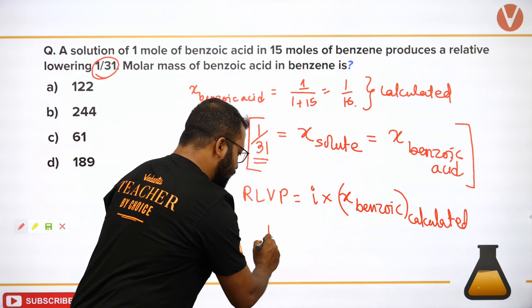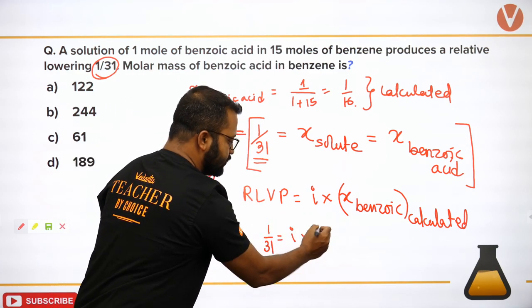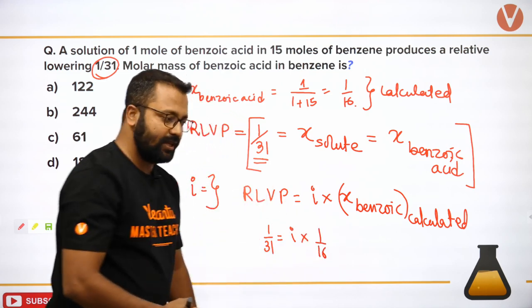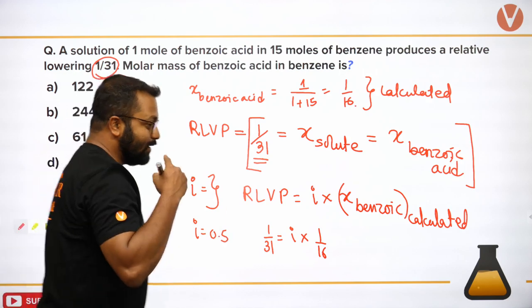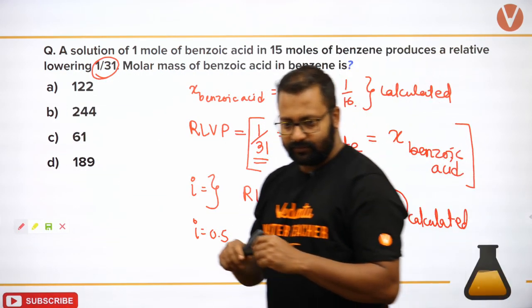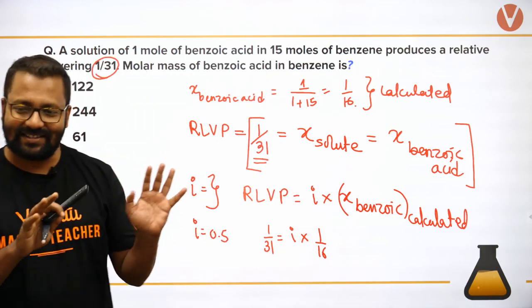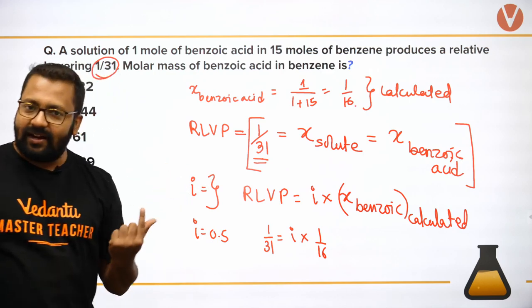RLVP will be 1/31, which is given, times how much you have calculated, 1/16. So I turns out to be 0.5. Now I had told you earlier that this is not of advanced level. It is a very simple question. So the value of I is coming as 0.5.